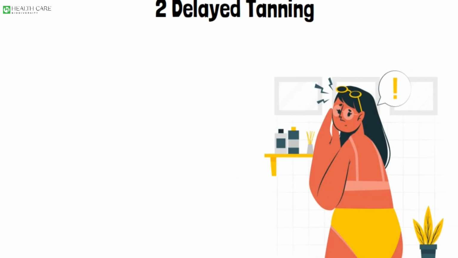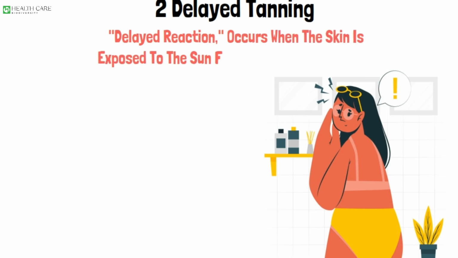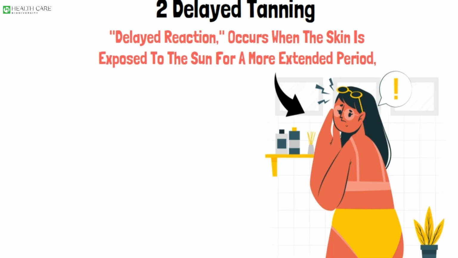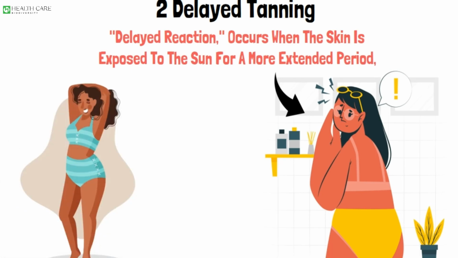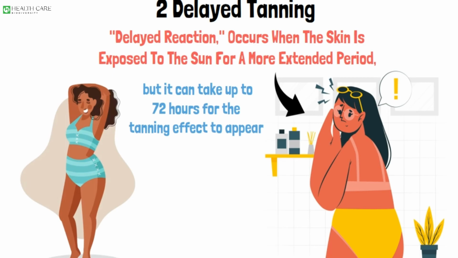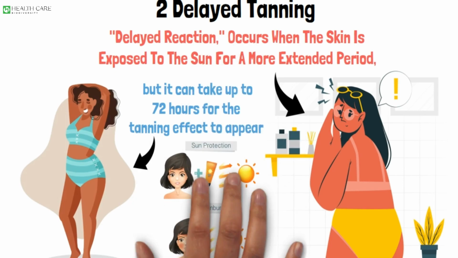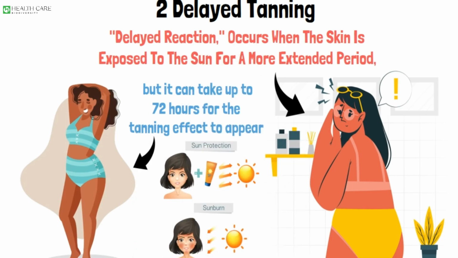Delayed tanning. Delayed tanning, also known as a delayed reaction, occurs when the skin is exposed to the sun for a more extended period, usually over several days. The skin doesn't darken immediately, but it can take up to 72 hours for the tanning effect to appear. Delayed tanning is typically darker and longer lasting than immediate tanning.